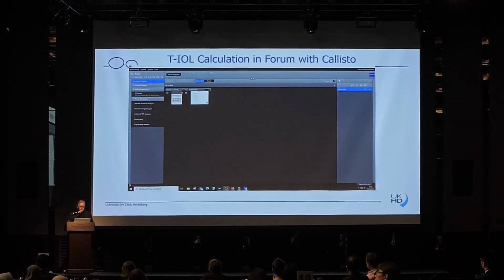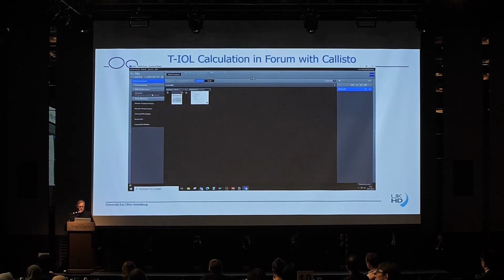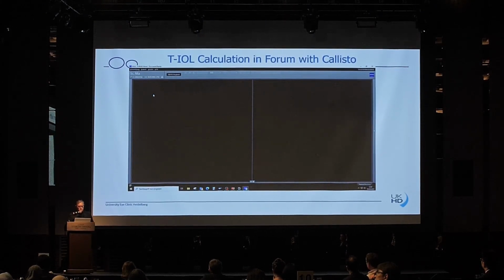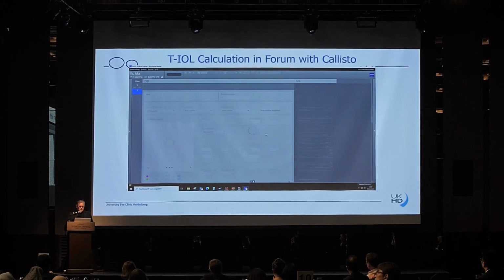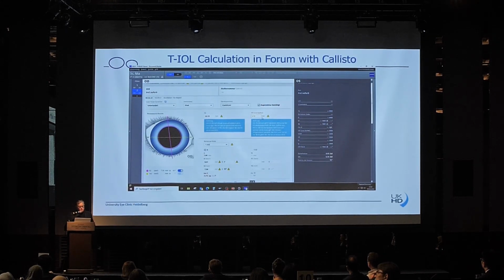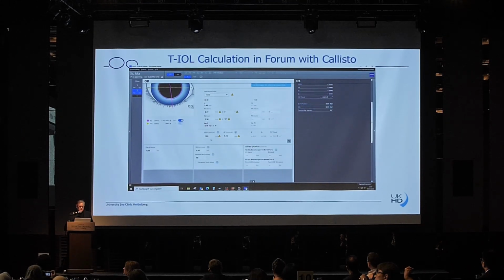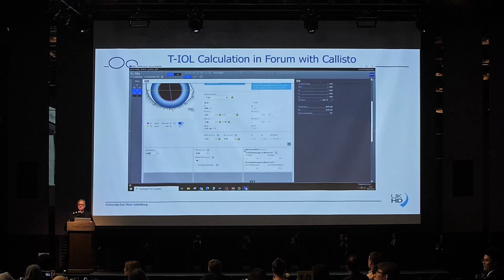Nowadays we have a lot of tools helping us to calculate a toric IOL. You see here I made a video of what we do when we put the data in the form for Callisto toric IOL calculation. And this works quite nicely. Even though in older times we used ink marking and all this kind of stuff, and it still kind of worked, we get a completely different type of precision here.